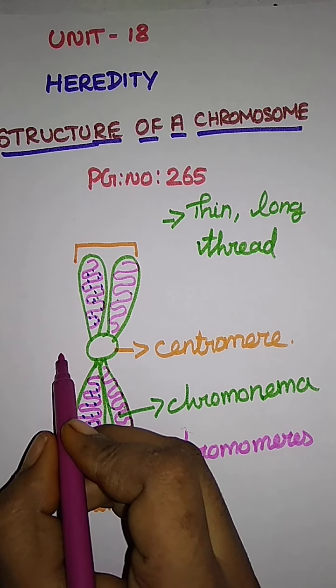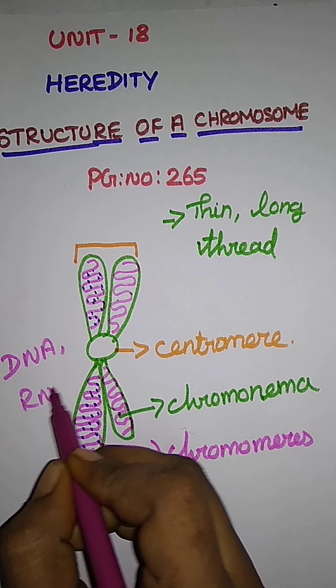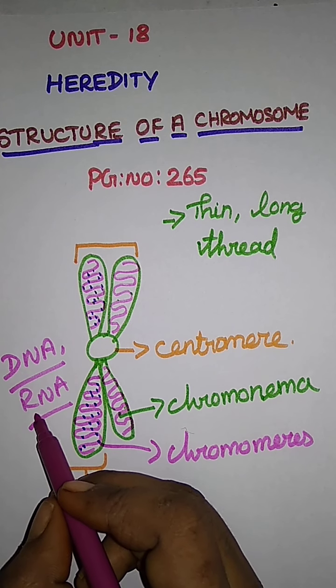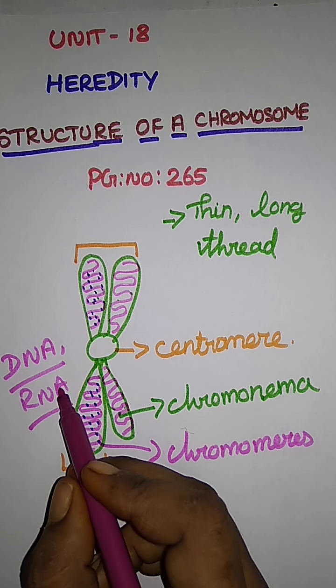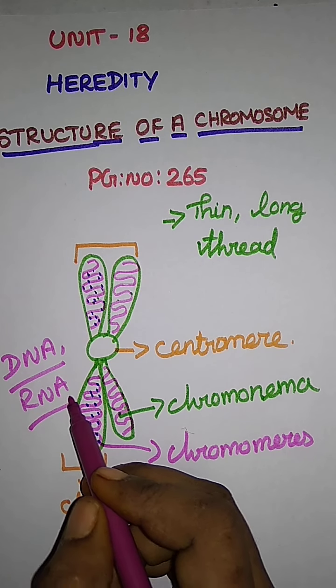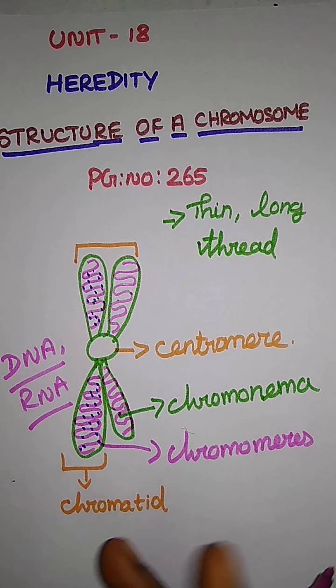Okay, and here a chromosome is made up of two things, majorly two things. The first one is DNA and the next one is RNA. DNA is deoxyribonucleic acid and RNA is ribonucleic acid. And there are protein molecules, both histone and non-histone. That is, protein presence and protein absence.